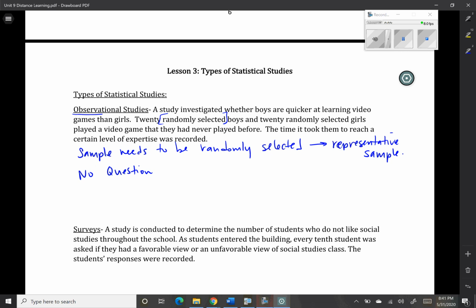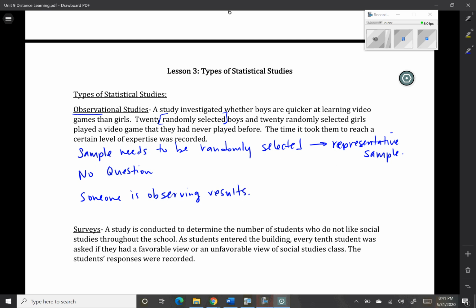The other thing here is someone is observing the results. So when you're reading through the example, you can usually tell that it's an observational study because they're going to describe how the results are being recorded. So here it's talking about these boys playing a video game and these girls playing a video game, and it says the time it took them to reach a certain level was recorded.